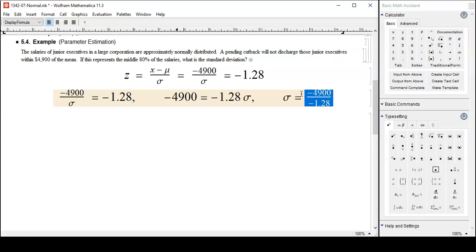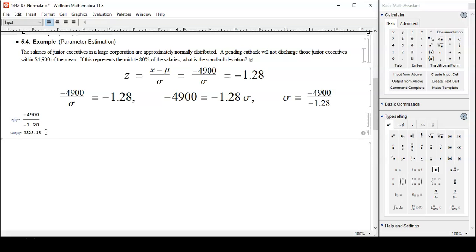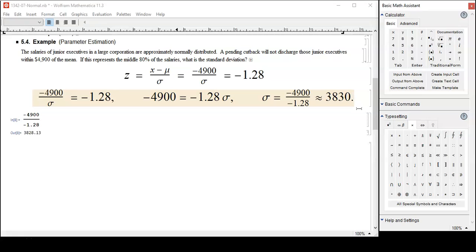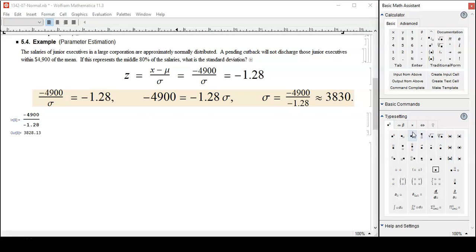What is this value, by the way? Negative over negative is positive, so it's a positive value. About 3,828, approximately 3,800. Nothing is accurate in statistics, so I'll just change everything into approximation. And I guess that's about it.